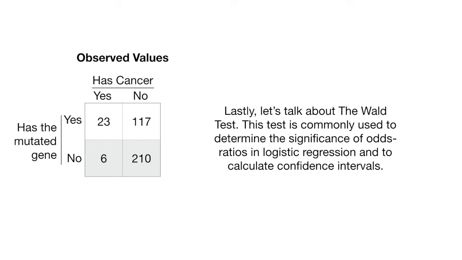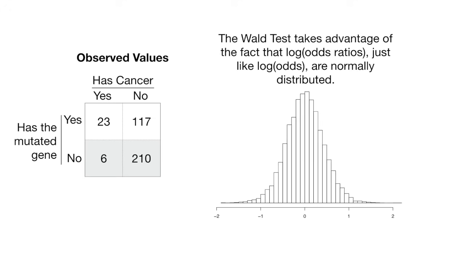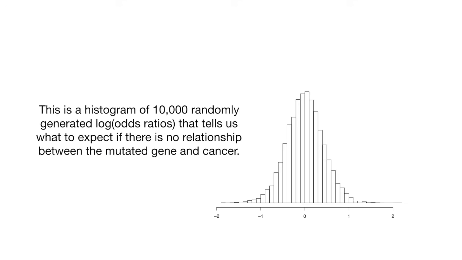Lastly, let's talk about the Wald test. This test is commonly used to determine the significance of odds ratios in logistic regression and to calculate confidence intervals. The Wald test takes advantage of the fact that the log of the odds ratios, just like the log of the odds, are normally distributed. This is a histogram of 10,000 randomly generated log of the odds ratios that tells us what to expect if there is no relationship between the mutated gene and cancer.